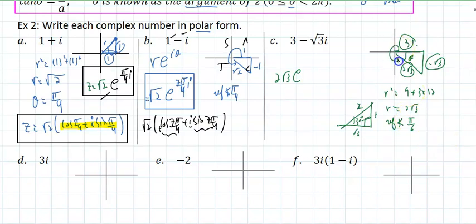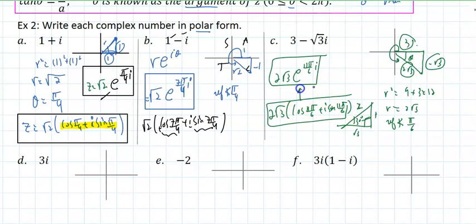What is pi over 6 in the 4th quadrant? 11 pi over 6 i. I'm not going to keep on writing this. This is the last time I'm going to write this. In the back of the book, they're going to say this is 2 radical 3 times cosine of 11 pi over 6 plus i sine of 11 pi over 6. That's the same thing as what we have. This is how we're going to write our answer.